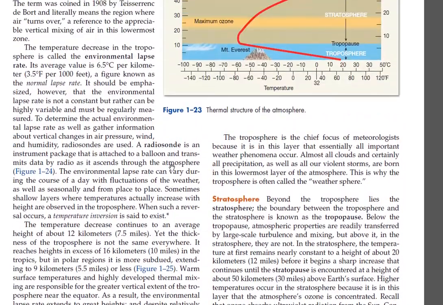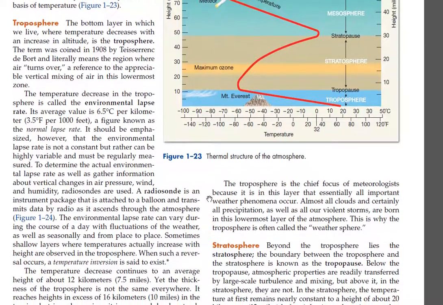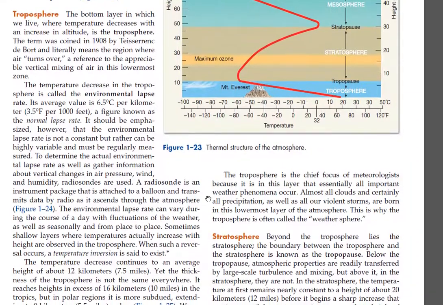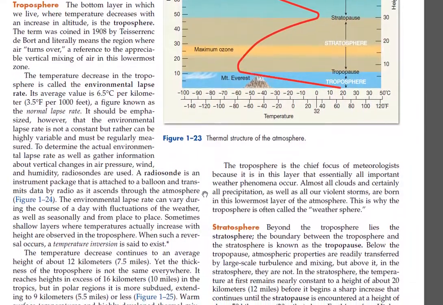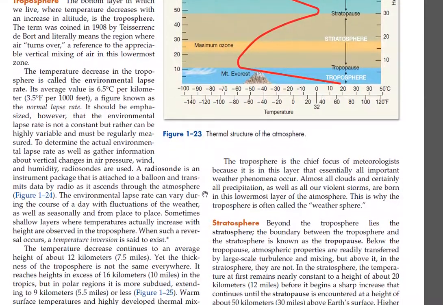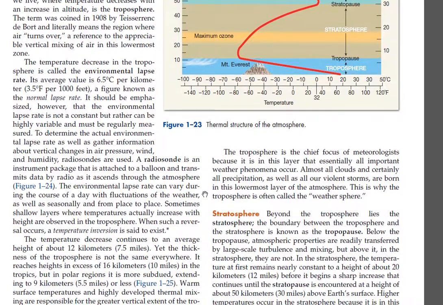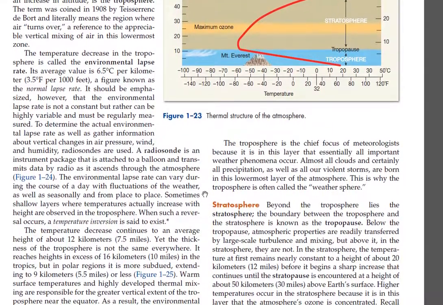The troposphere is the chief focus of meteorologists because it is in this layer that essentially all important weather phenomena occur. Almost all clouds and certainly all precipitation, as well as all our violent storms, are born in this lowermost layer of the atmosphere. This is why the troposphere is often called the weather sphere.